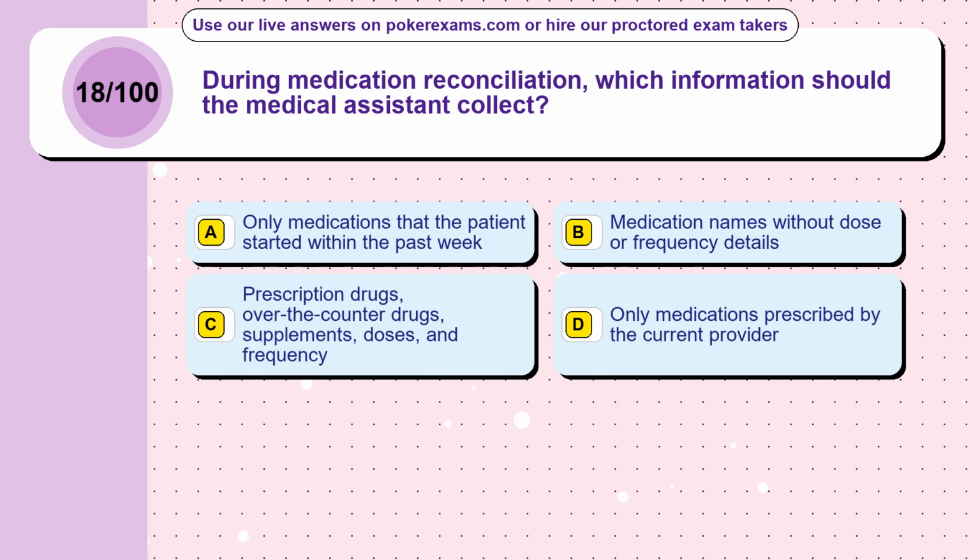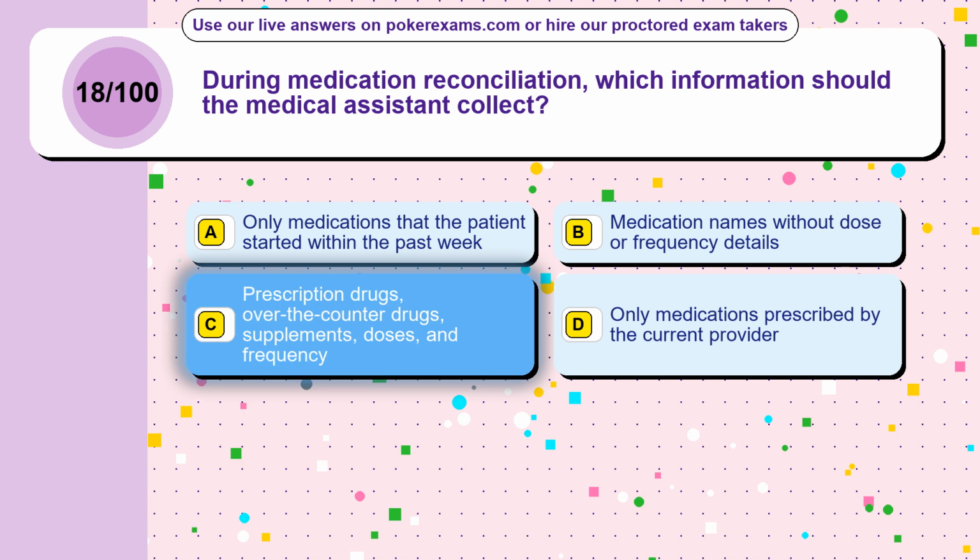Question 18. During medication reconciliation, which information should the medical assistant collect? Option A. Only medications that the patient started within the past week. Option B. Medication names without dose or frequency details. Option C. Prescription drugs, over-the-counter drugs, supplements, doses, and frequency. Option D. Only medications prescribed by the current provider.